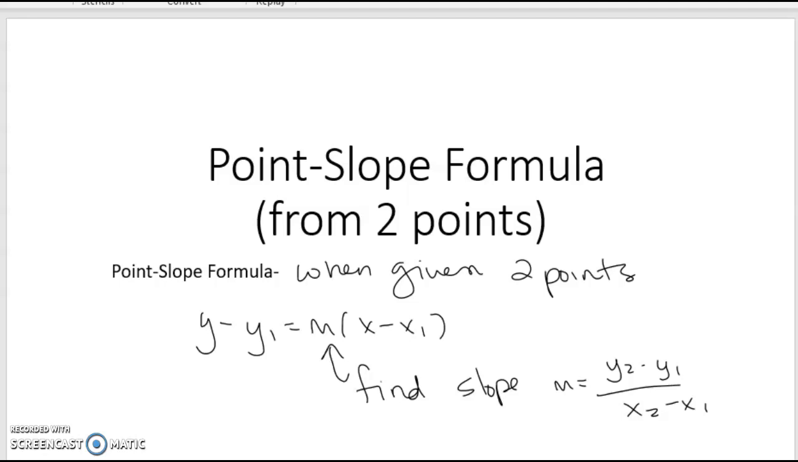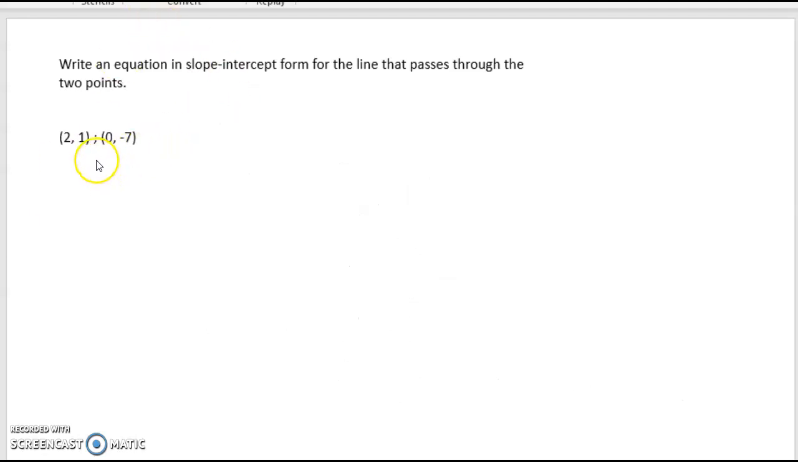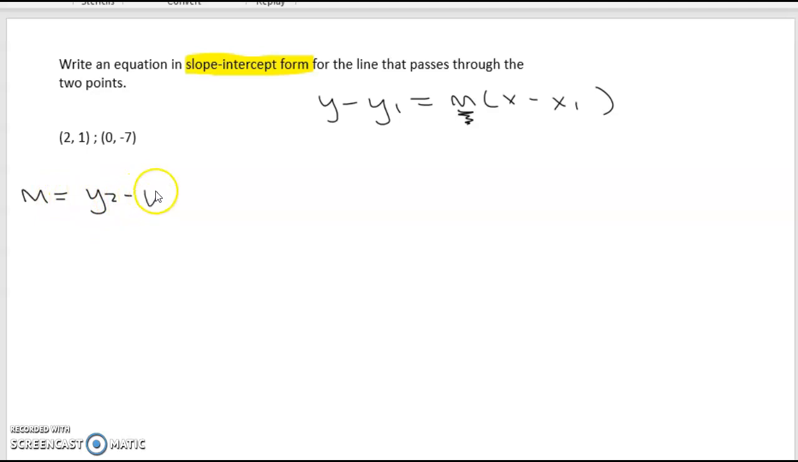So let's look at what this looks like. When you're given a problem, we're writing our answer in slope-intercept form, just like our last set of problems. But to do that, we want to use point slope formula. Well, we have one of our points, but we have to find this slope piece. So we're going to go y2 minus y1 over x2 minus x1. It is best to label your points, x1, y1, x2, y2.